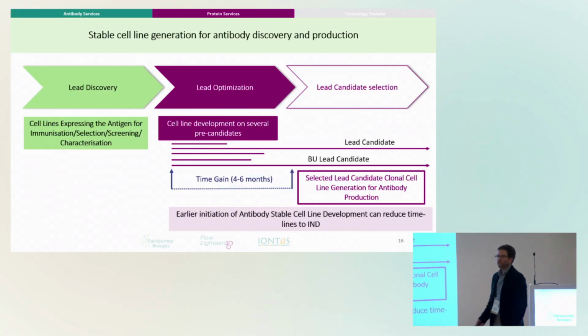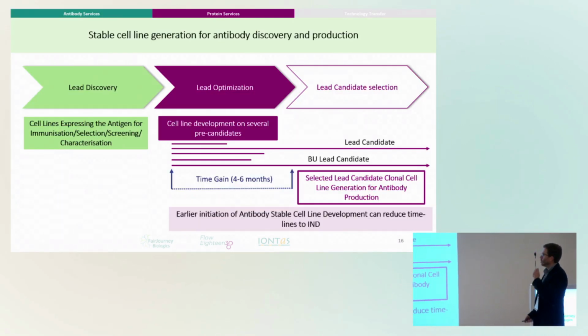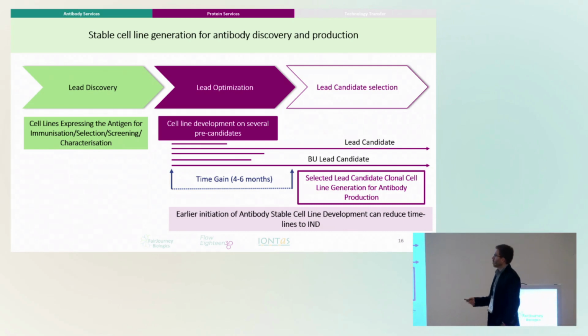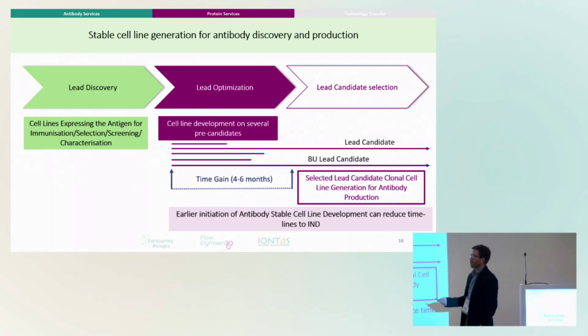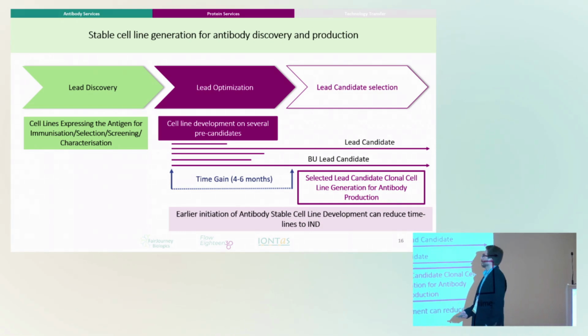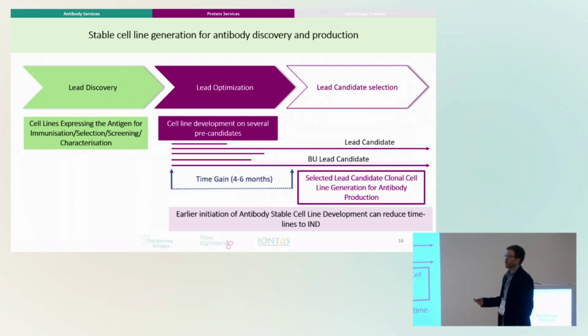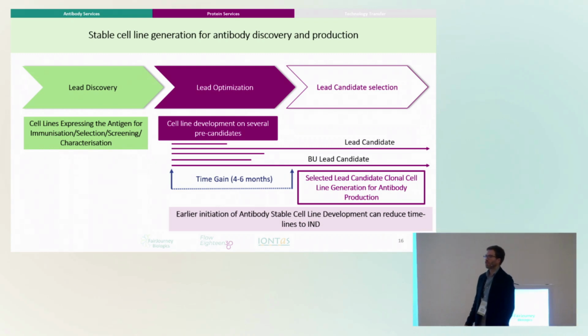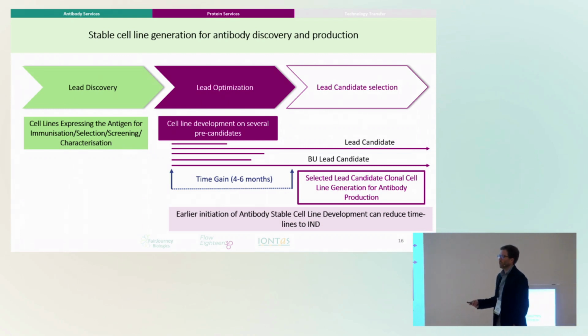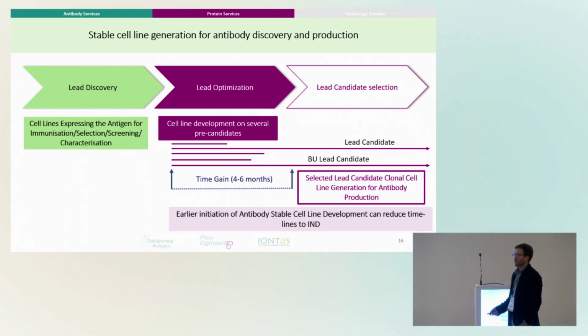So as a last slide, just to show an overview of the things that you may do with us. The idea is to provide you the ability to generate stable cell lines for antigen production at the level of the lead discovery setup, so that we can already have some tools for your discovery project, but also to generate stable cell lines that can produce your lead candidates.